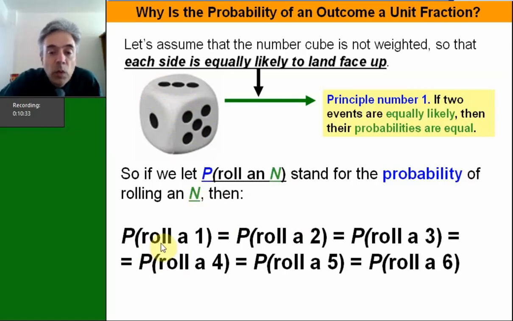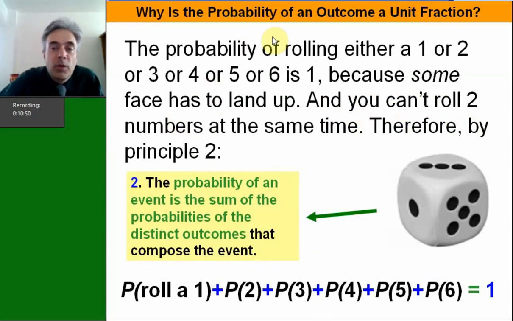So the probability of rolling number 1 is equal to the probability of rolling number 2, which is equal to the probability of rolling number 3, which is equal to the probability of numbers 4, 5, and 6. So they're all equal. None of them is better than the other or higher than the other, right? So the probability of rolling either 1 or 2 or 3, 4, 5, or 6 is 1. What I mean is, if you sum up all their probabilities, it's going to be 1, okay?